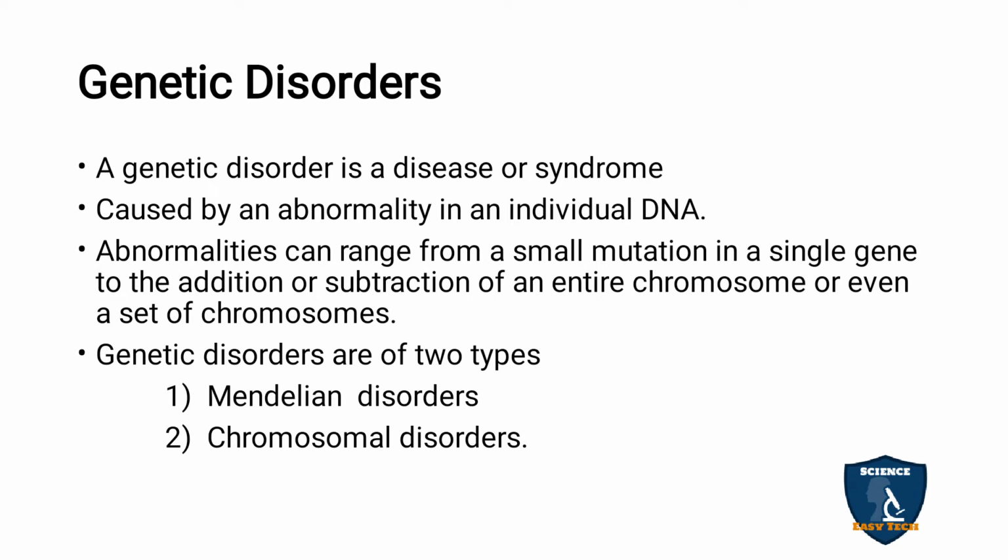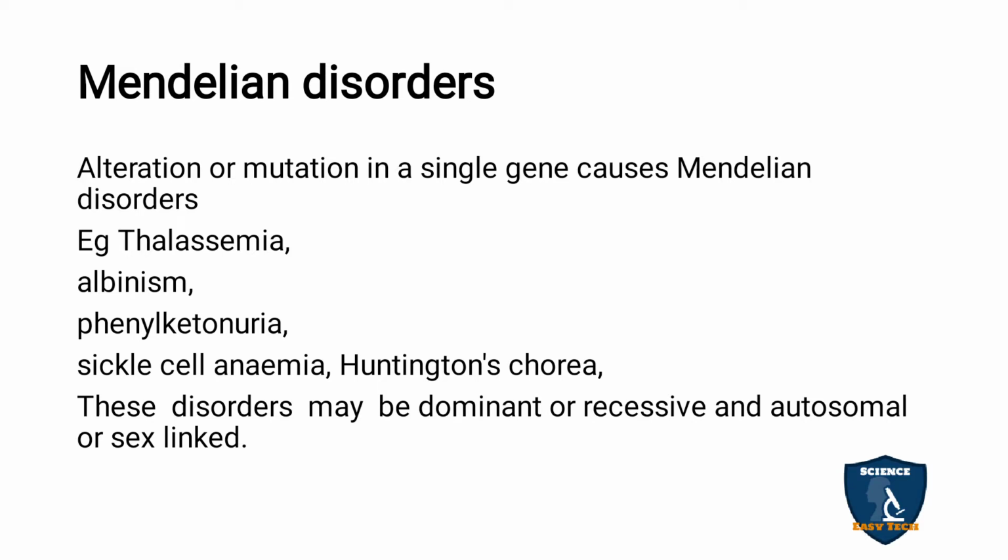Genetic disorders are of two types, Mendelian disorder and chromosomal disorder. Mendelian disorders are caused by alteration or mutation in a single gene. Mendelian means according to Mendel, the genes from the parent will be transferred to the offspring. This is the Mendelian pattern. When a genetic disease is transmitted this way, it is called a Mendelian disorder or Mendelian disease.